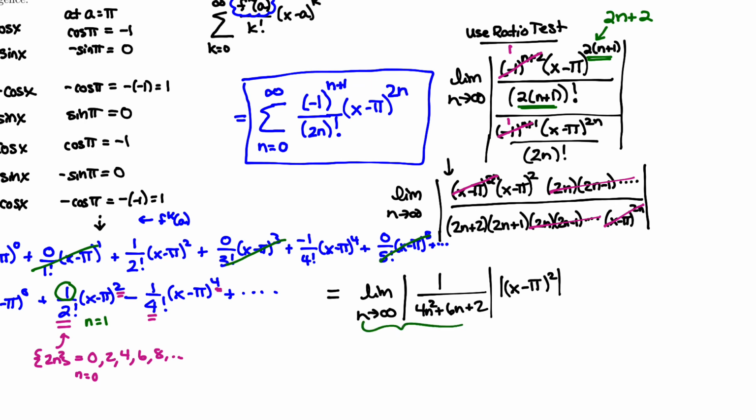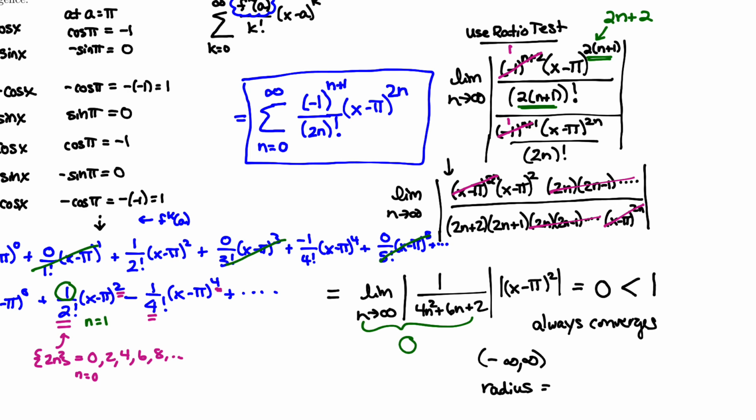But this limit again goes to 0, and 0 times any quantity, well, is going to be 0. And so that means I have always a string of 0 is less than infinity. That means this thing always converges absolutely. And so again, the interval of convergence is negative infinity to positive infinity, and my radius is infinity.